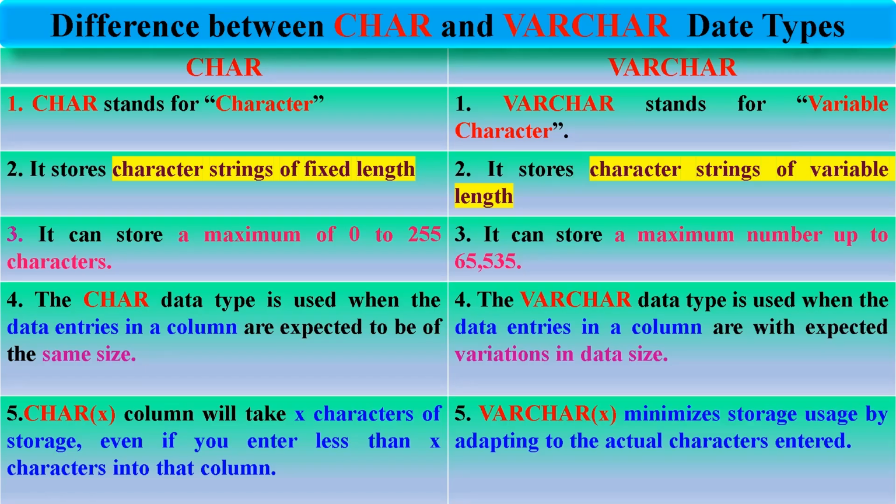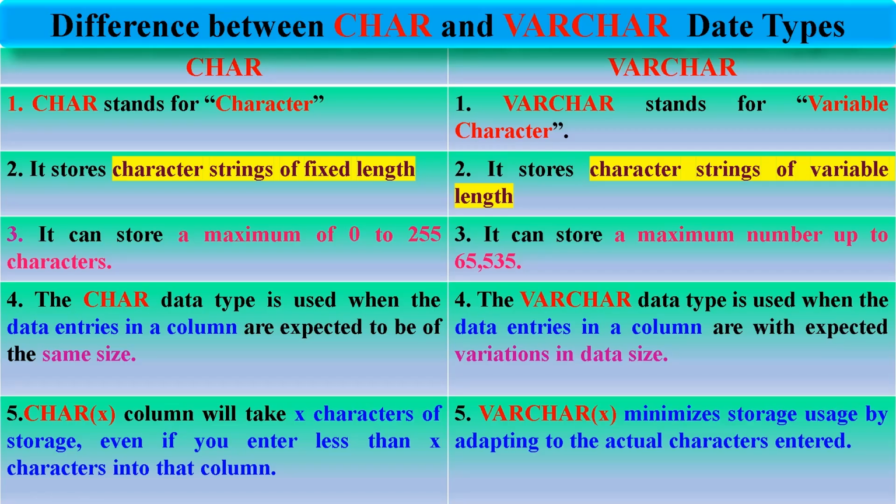Whereas, the varchar data type is used when the data entries in a column are expected to vary in size. An example of using the varchar data type is for a product description column in a database for an online store. Product descriptions can vary significantly in length, and using varchar allows you to store these descriptions efficiently while accommodating the natural variation in text length without unnecessary padding.